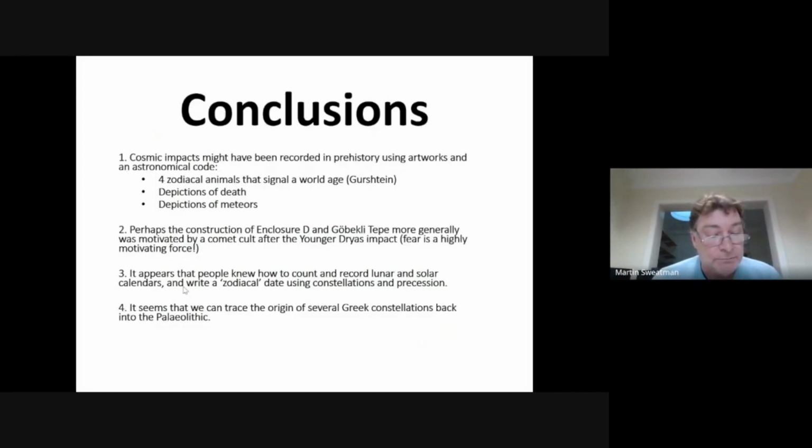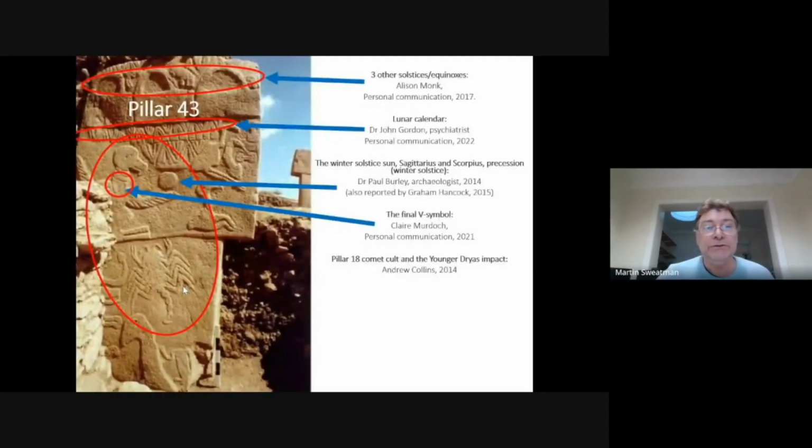And it appears that people knew how to count and record lunar and solar calendars and write zodiacal dates using constellations and processions at this time. And it seems that we can trace the origin of several Greek constellations back into the Paleolithic. So I would just like to end with a few attributions for the correct record.